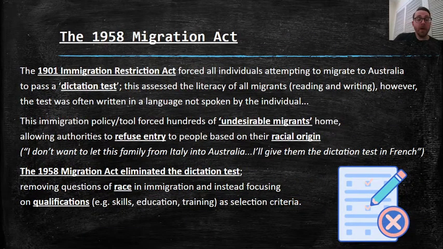In 1901, when we created the Immigration Restriction Act, it forced all individuals attempting to migrate to Australia to pass a test. They had to pass a test to get into Australia, and this was called a dictation test. Someone would say out some words and phrases, and you would have to write down what they were saying. This assessed the literacy of all migrants: they're reading, they're writing.